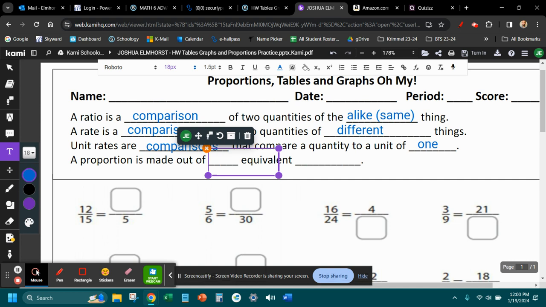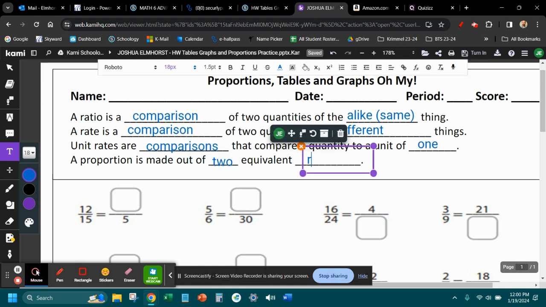So the last part is proportions. When we set up a proportion, we have a ratio or a fraction, and we make it out of two of them. Two equivalent ratios.